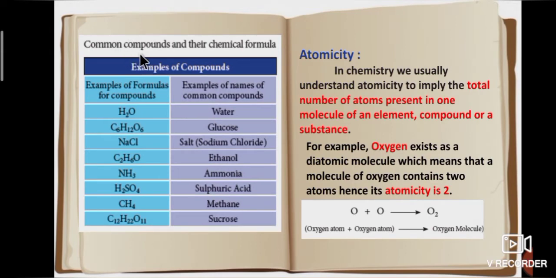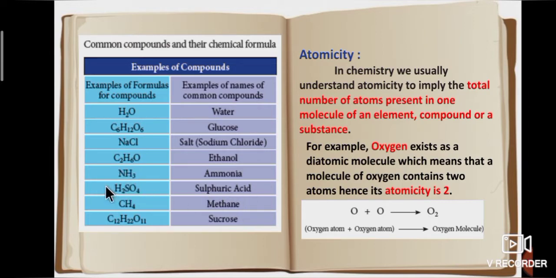Let's see some common compounds and their chemical formulae. Water is represented by H2O. A common compound is glucose, with the formula C6H12O6. That is 6 carbon atoms, 12 hydrogen atoms and 6 oxygen atoms. Sodium chloride, 1 sodium and 1 chlorine atom. Ethanol, C2H6O, that is 2 carbon atoms, 6 hydrogen atoms and 1 oxygen atom. Ammonia, 1 nitrogen atom and 3 hydrogen atoms, NH3.